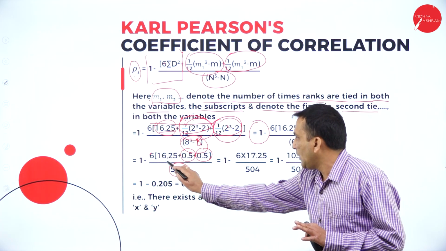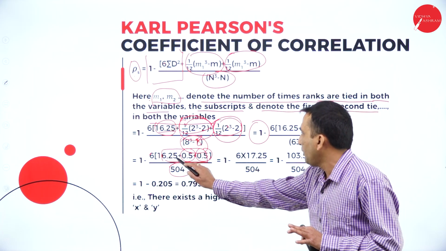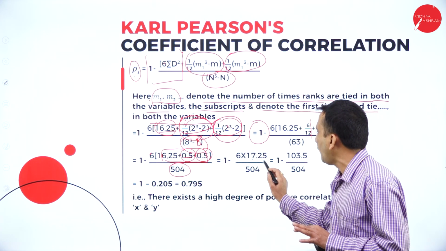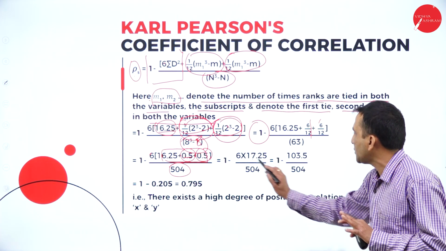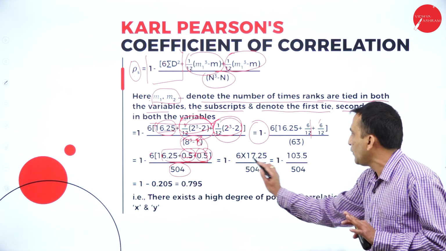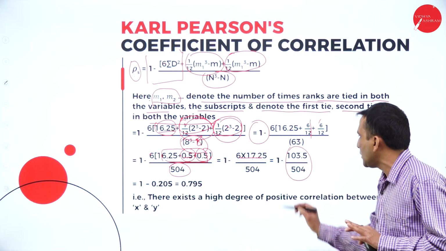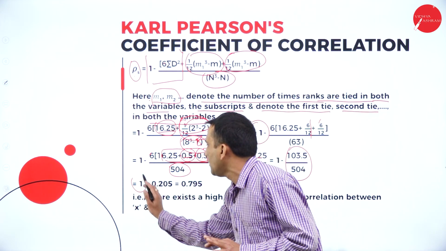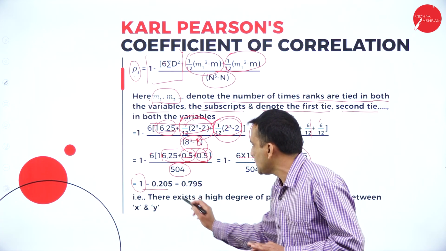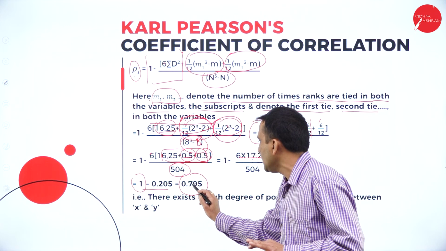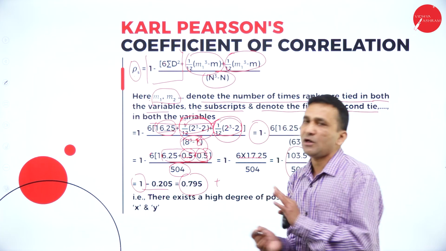So we have to take the summation. 1 minus 6 as it is. If you take the summation, we are getting 17.25 divided by the denominator as it is. If you multiply the numerator, you are getting 103.5 divided by 504. Again I want to simplify this: 1 minus, if you simplify, you are getting 0.205. If you subtract from 1, you are getting 0.795.